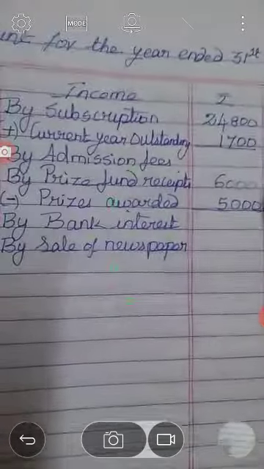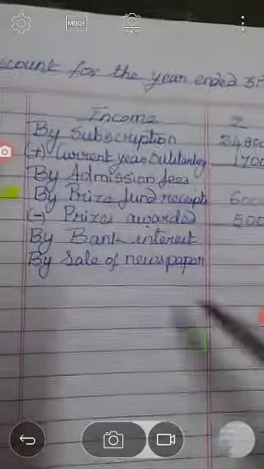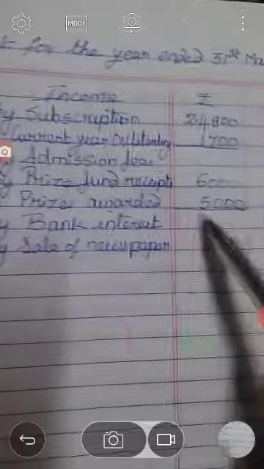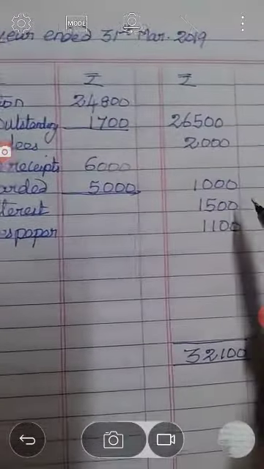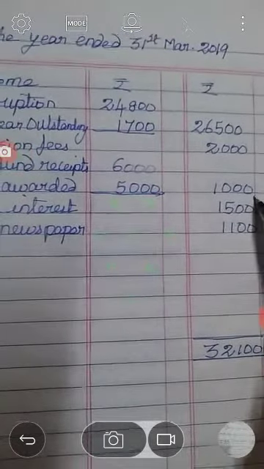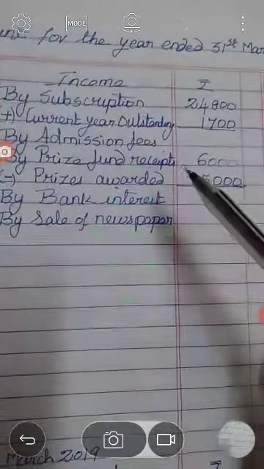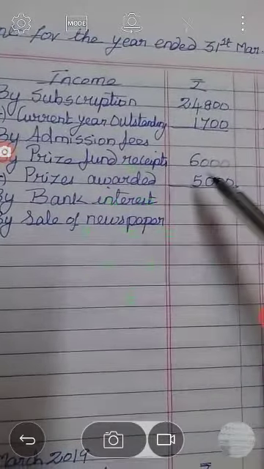So that is why I have marked it here: by price fund receipt 6,000, then minus price awarded 5,000. So you have to subtract it and show the balance amount on the credit side, 1,000 rupees. If there is a related expenditure against the receipt, subtract the expenditure from the receipt and show the balance amount on the income side.